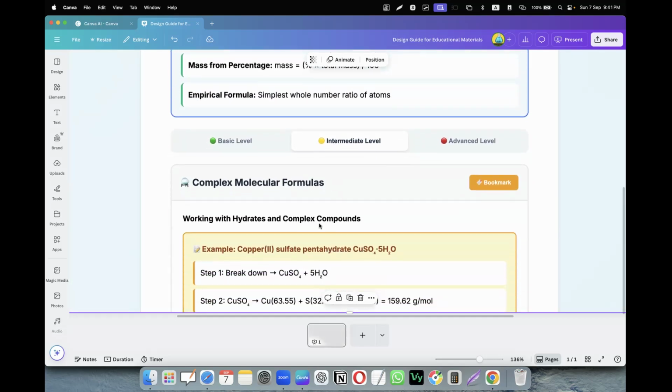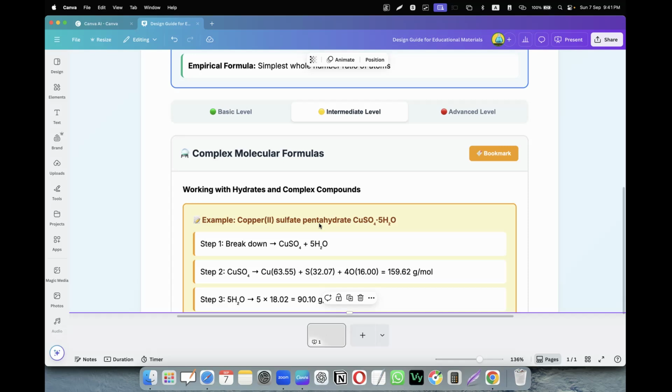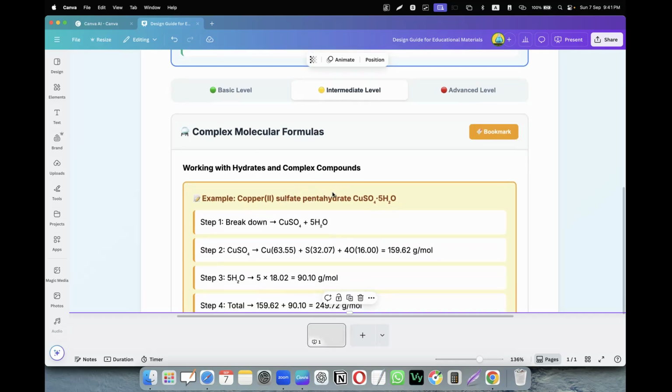So if you have complex molecular formulas, working with hydrates for example, and complex compounds, so copper 2 sulfate pentahydrate, for example, this means that it is CuSO4. Take care, the u is small because this is the second letter. Very important to be careful about small and big letters in the exam. So 5H2O. So the compound is made from 2 parts, the salt itself and the hydrated part, or the water itself.